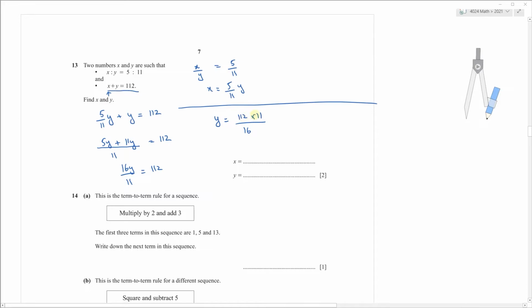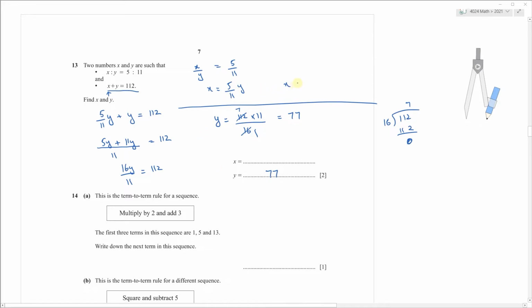So this 112 is divisible by 16. 16 times 7, 7 6s are 42, 4 carry, 7 1s are 7, 112, 0. So 16 times 1 is 16. 16 times 7 is 112. And 7 times 11 is 77. So your value of y is 77.